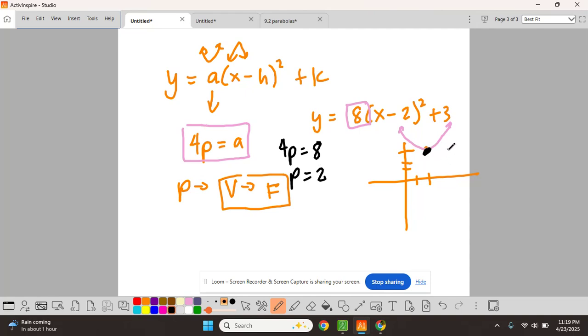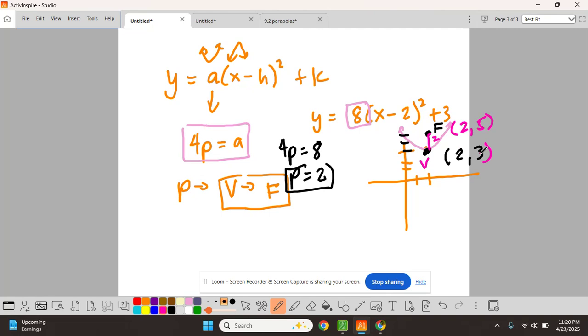So since I know that this one here is (2, 3), and the focus is always somewhere inside the parabola, I need to go up by 2 here because p is equal to 2. So this is 3, 4, 5. So my focus is right there, which is 2 units away. The distance between the vertex and the focus is 2. If the vertex is (2, 3), then my focus will be what? (2, 5), because the distance should be 2 units away.